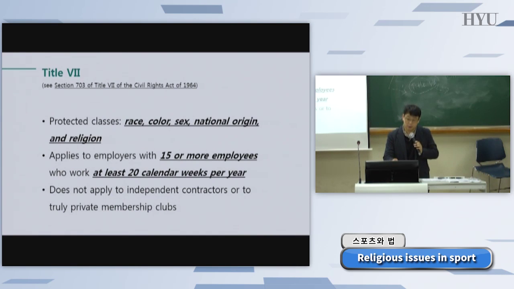This is a repetition of what we covered before, Title VII. Protected classes: race, color, sex, national origin, and religion, plus one more thing, sexual orientation. We covered sexual orientation as another protected class. So this is just copy and paste.